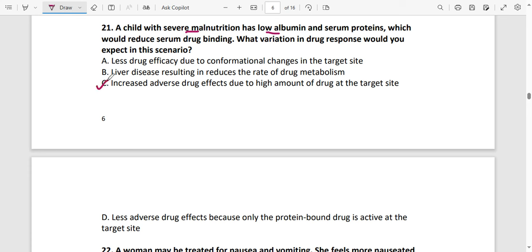C. Thank you so much. Remember, you don't have albumin to hold the drug, so you have got more of the drug at the receptor, and that is going to increase the side effects.